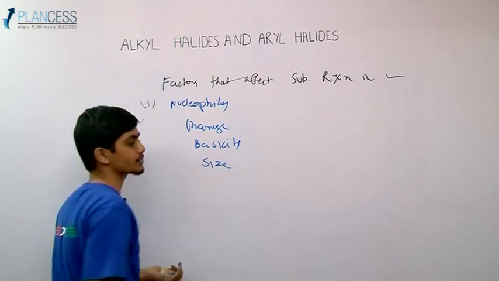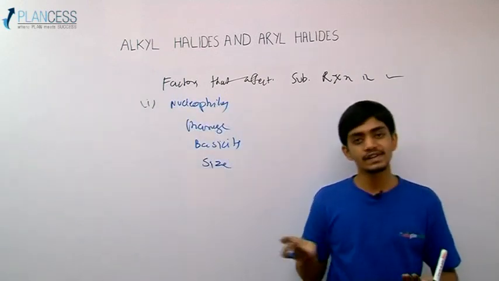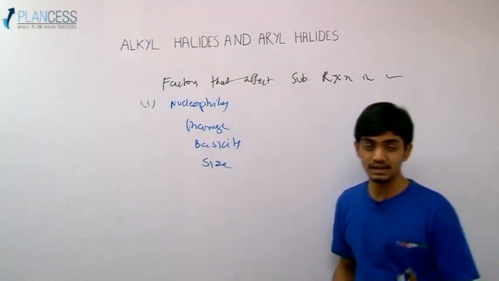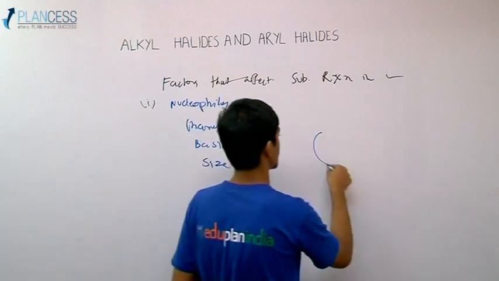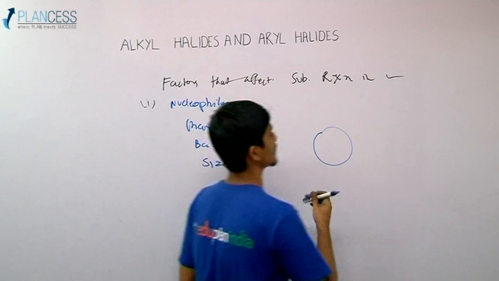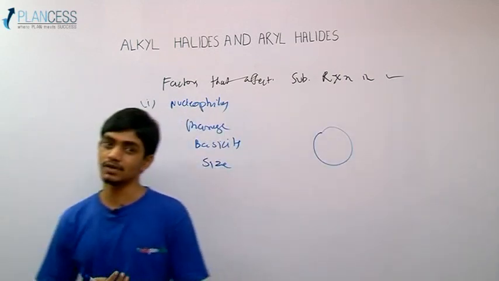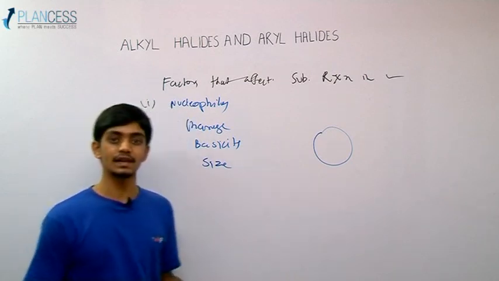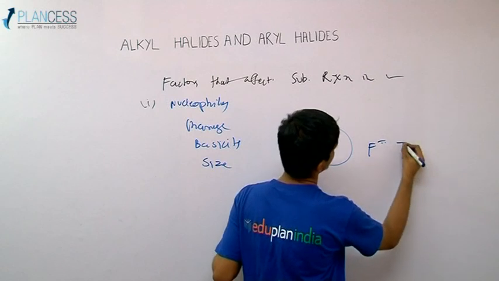Now how does this size matter? I mean, nucleophiles are what? Electron donors. How will size matter on that? Size matters because the electron density depends on the volume of the atom also. Remember, the charge density is the charge per unit volume. If the volume is more, that means the electron density is more diffused and hence it won't be a good nucleophile. For example, F minus and I minus.